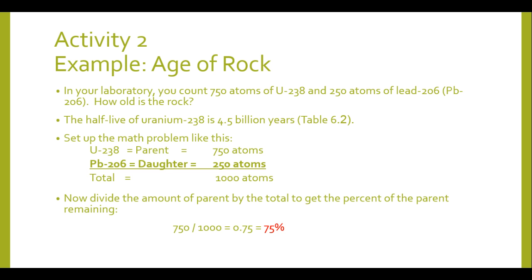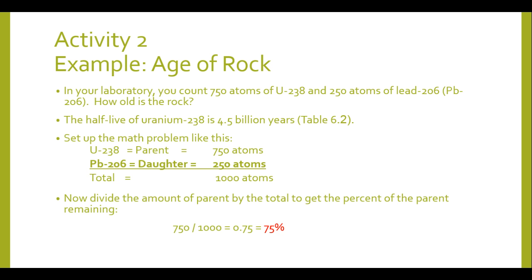Let's start by adding the two together. Take the parent, the uranium-238, 750 atoms, and the lead-206, which is the daughter, 250 atoms, and sum them together. This gives you 1,000 atoms. Once you have the total number of parent and daughter atoms, you're now going to divide the amount of the parent by the total to give you a percentage. So I'm going to take that 750 I know to be the parent and divide it by that total 1,000 atoms. This gives me a 0.75. To turn that into a percentage, I multiply by 100, which gives me 75%.